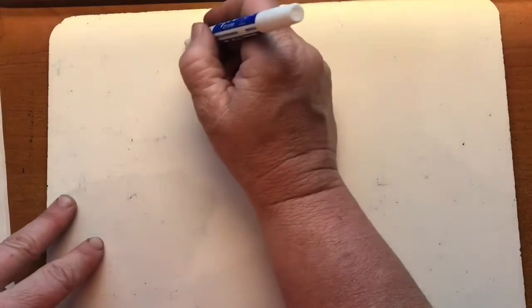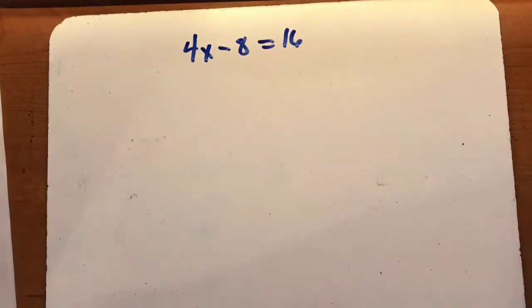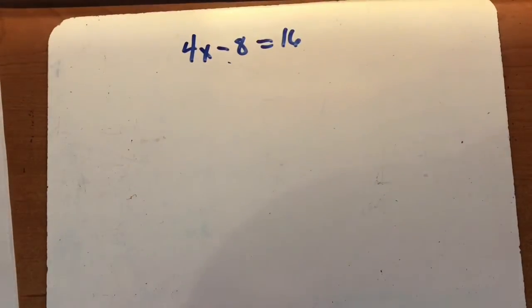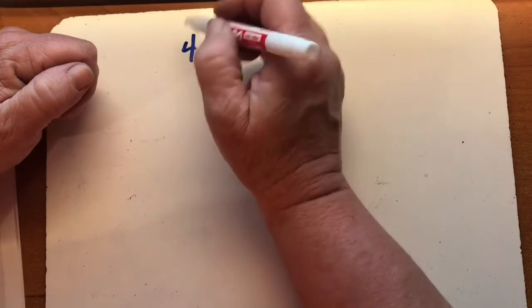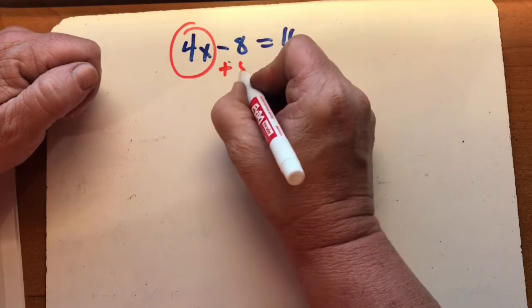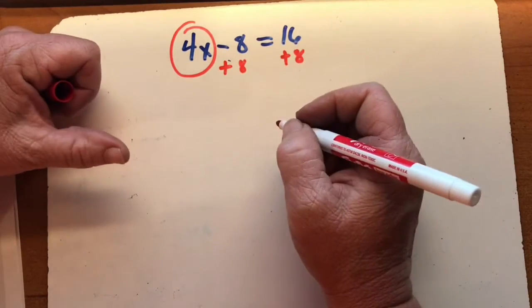Okay, so let's look at this one. 4x minus 8 equals 16. What am I going to do first? I've got to get rid of anything added or subtracted first. Okay? So 8 is being subtracted from this glob of algebra. So I want to add 8 to get rid of it. Add 8. So I'm basically moving 8 over there.